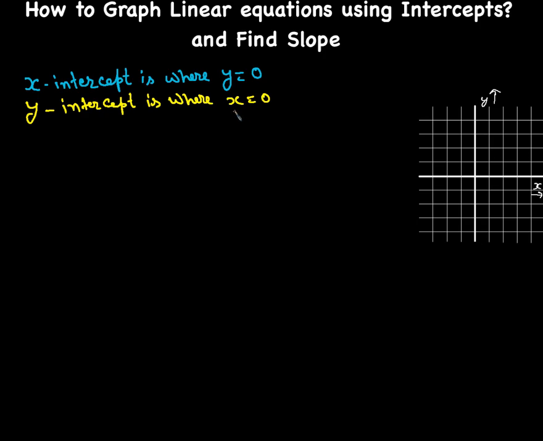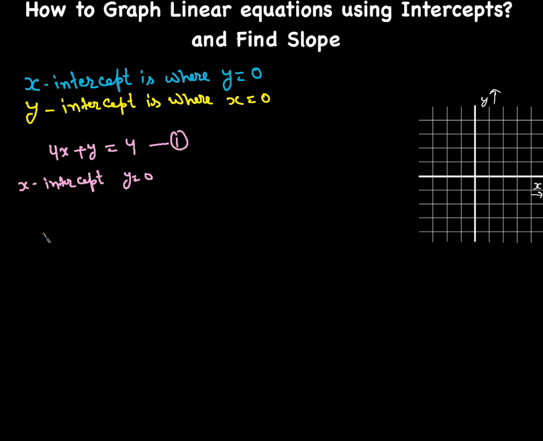Let's say we have the equation 4x plus y is equal to 4. Let's find the x-intercept first. Okay, for the x-intercept we need to plug in y is equal to 0 in equation number 1.